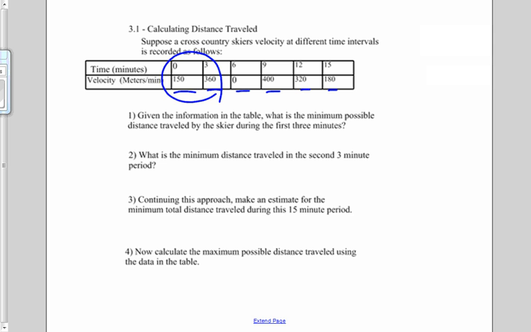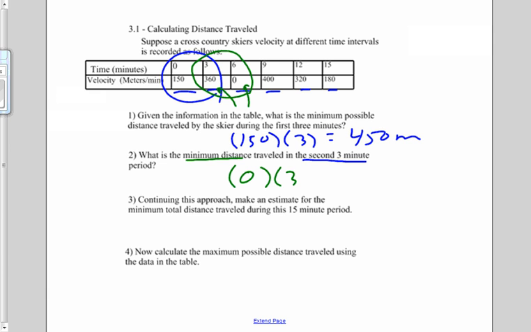So we look at the first 3 minutes. We've got 150 and 360. We're looking for a minimum distance traveled. So we'd say 150 times 3 minutes, 450 meters. What about the minimum distance traveled in the second 3-minute interval? Between 3 to 6, we could choose either going 360 meters per minute or 0 meters per minute. Since we're looking for the minimum distance, let's choose the smaller velocity, 0, for 3 minutes. So we'd go 0 meters in our minimum distance approximation.